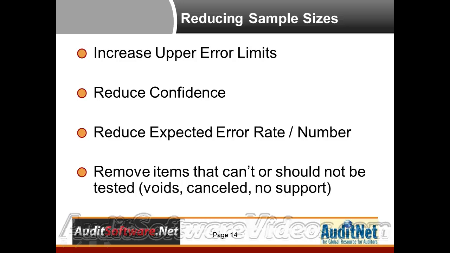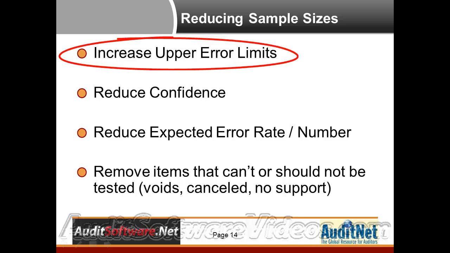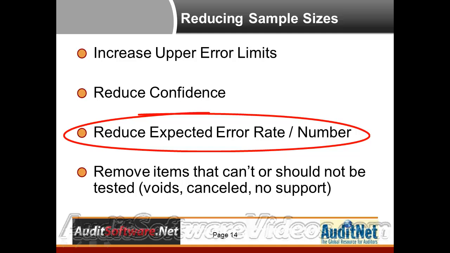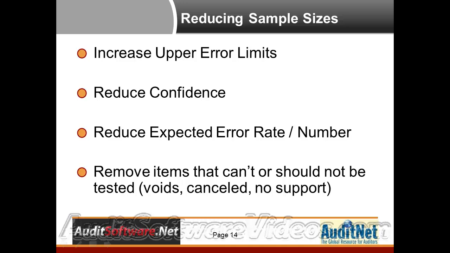So let's talk about what does reduce sample sizes in our analysis. The first thing that reduces sample size is increasing the upper error limit. If you're willing to withstand a much higher error rate, you're going to get a lower sample. You could reduce confidence. You could say I'm 70% confident, and again, that's going to give you less sample. You could reduce your expected error rate. On one hand, you don't want to say we expect a 10% error rate, because it's probably going to come back with a massive sample, but you want to put something in there. You don't want to keep that blank, for sure.